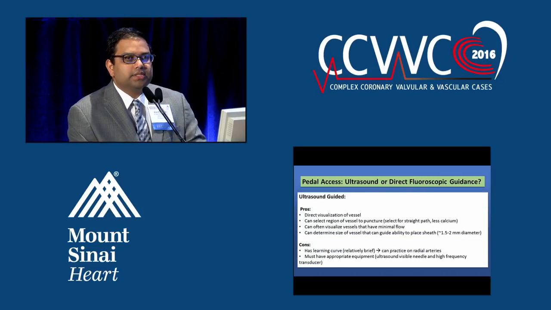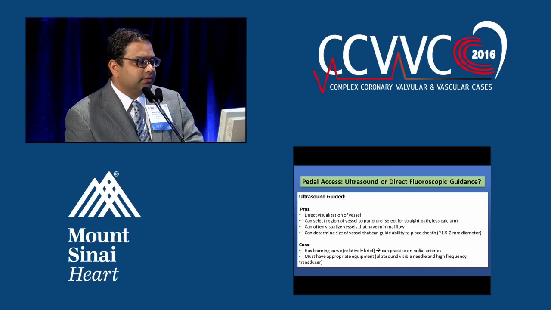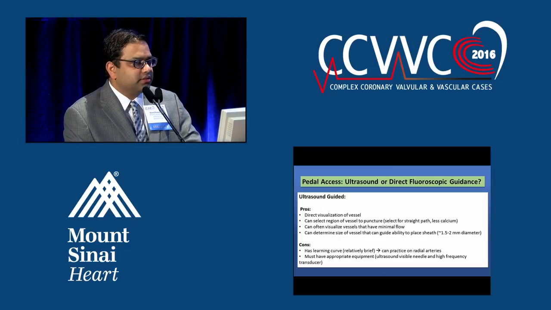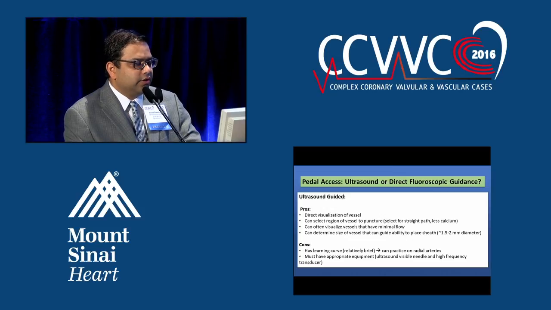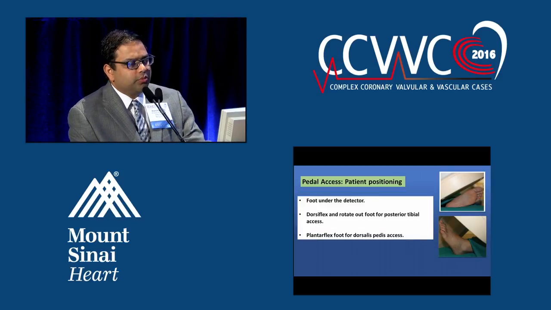What about ultrasound guided? This is my preference, but you'll see that you can do it either way. Direct visualization of the vessel is always helpful. You can select the puncture site in terms of less calcium on the vessel wall. You can use power Doppler to visualize vessels that have minimal flow, but it has a bit of a learning curve. I'd suggest those of you who do radial catheterization practice ultrasound for your radial punctures just to get the feel of it, and that can help you later translate to pedal access. It helps to have a high-frequency, hockey stick transducer, and there are needles that help you visualize what you're doing.